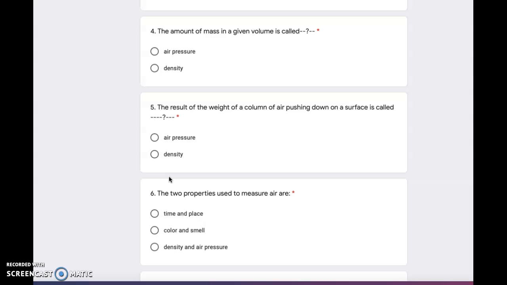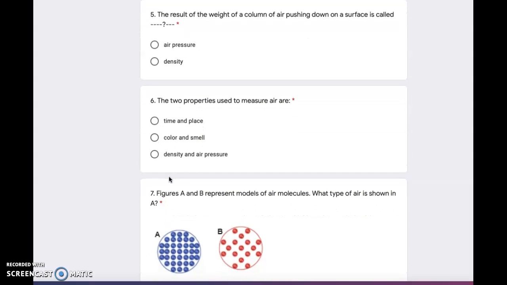Number 5. The result of the weight of a column of air pushing down on a surface is called air pressure or density. Number 6. The two properties used to measure air are time and place, color and smell, or density and air pressure.